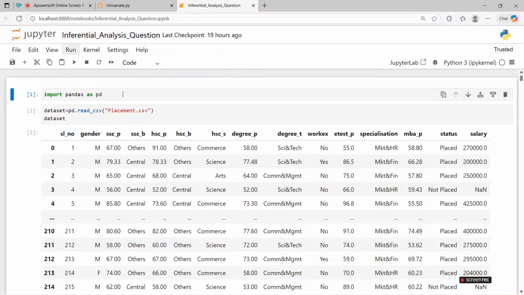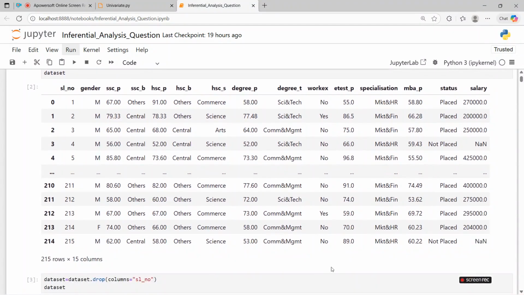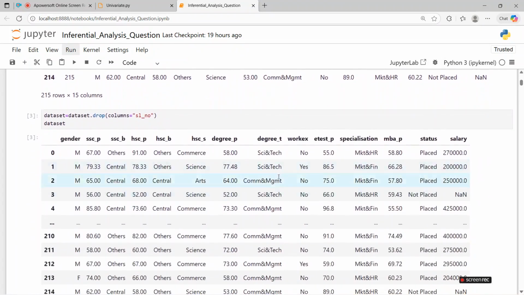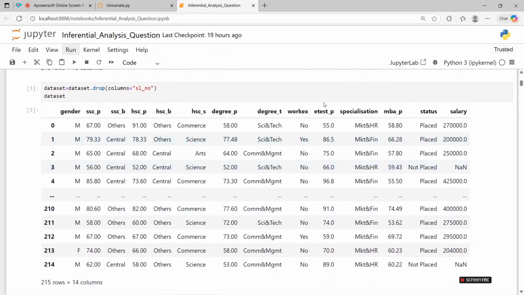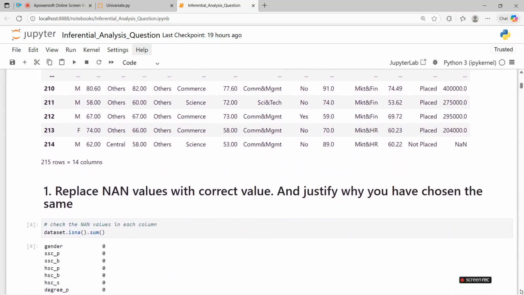To start with it, we are importing the pandas library and we are reading the CSV file using read underscore CSV method and we got the dataset here. So we have around 215 rows and 15 columns here. The serial number column is not necessary for the analysis, so we are dropping the serial number column using dot drop method. So we have 14 columns for doing our analysis.